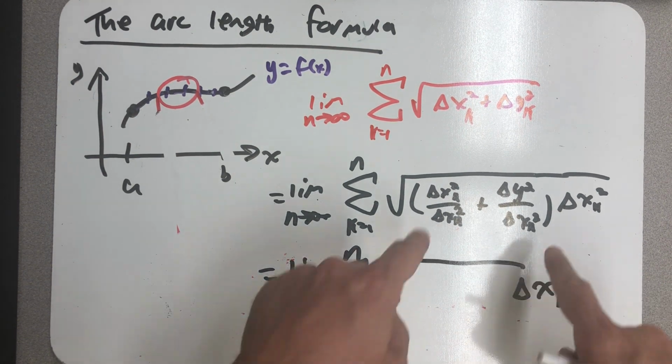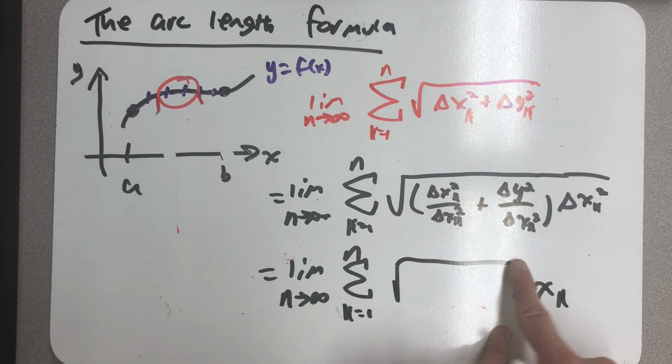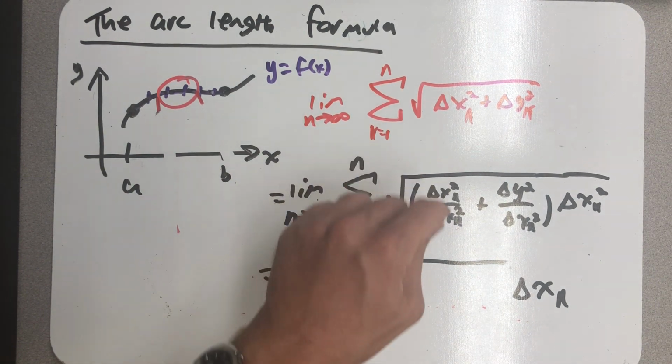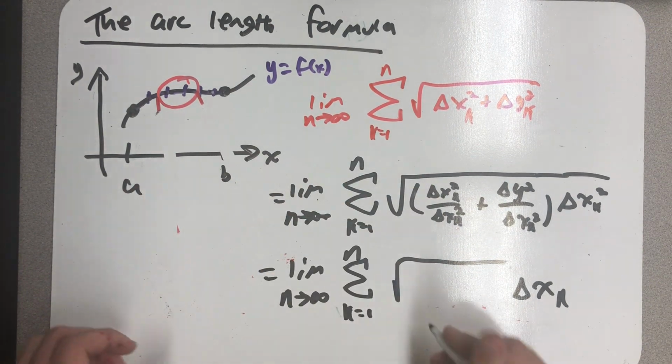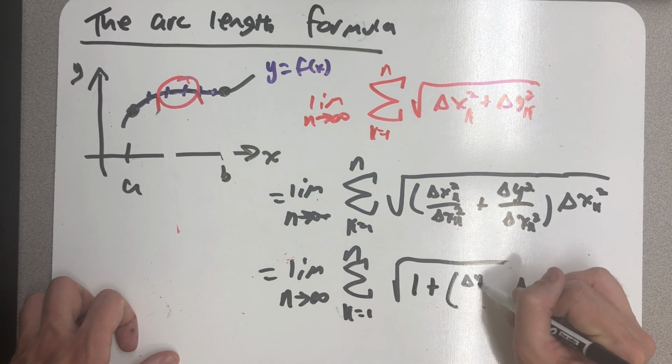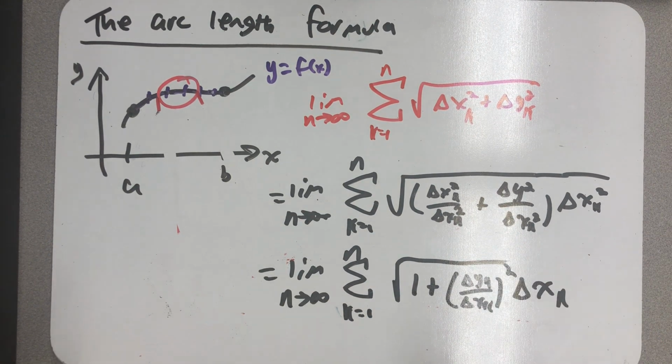All right, so now I need to examine what's still under the radical, but I have the delta x sub k I was looking for to make this a Riemann sum. Well, delta x sub k squared over delta x sub k squared is 1, plus delta y sub k squared over delta x sub k, so I can think about that as all being squared. All right, so now I imagine taking a limit as n approaches infinity, which is making these widths get smaller and smaller and smaller.